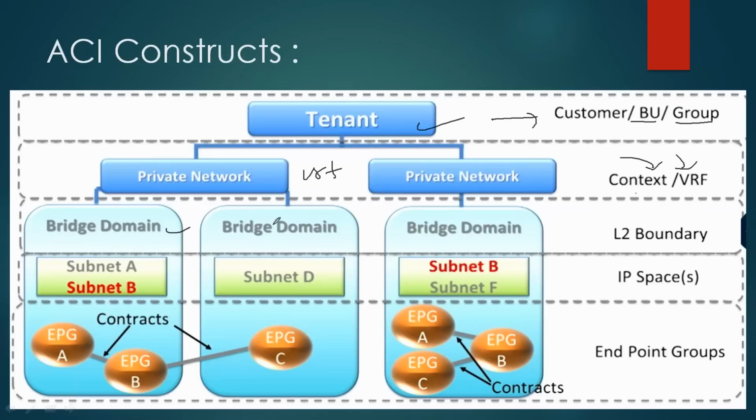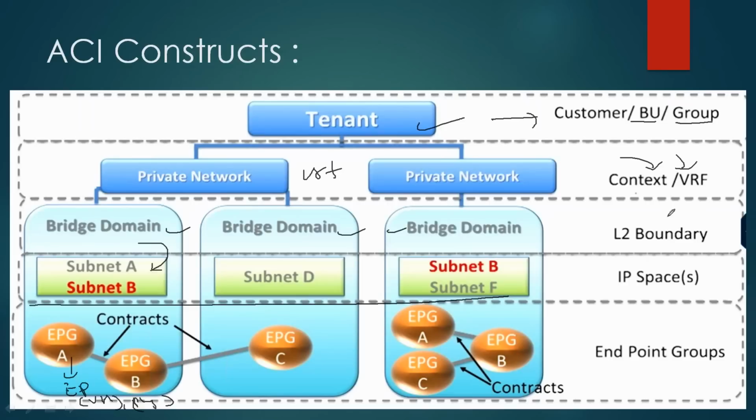Then they are part of bridge domain. This bridge domain you can think as a VLAN for example. These VLANs have some subnets. Now again you can see that these particular VLANs, they are tied with endpoint group. Now, what is endpoint group? Where I have the endpoint. What is endpoint? Where I have the virtual or the physical systems.